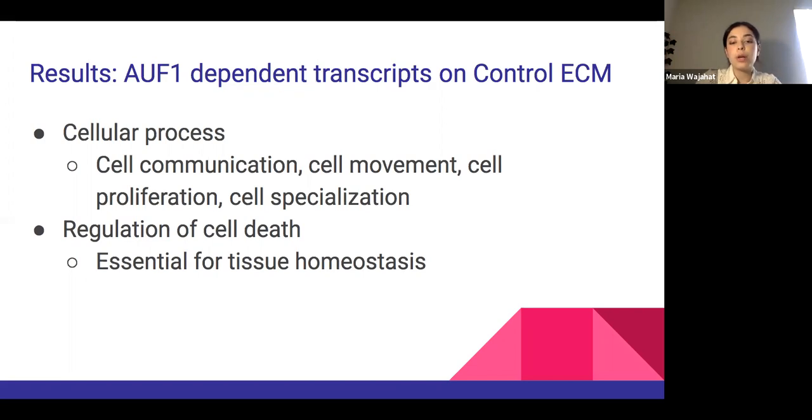Another process was the regulation of cell death. As you may recall, in IPF, the IPF transcripts that were AUF1 dependent were also involved in the regulation of cell death. On the healthy lung, these transcripts are essential for tissue homeostasis, and we know that on the IPF lung, tissue homeostasis is not happening because of fibrosis and because there's excess collagen and protein production happening. So again, that shows us the role of AUF1 in the regulation of cell death, and opens up more possibilities for future research regarding AUF1 and its role in cell death.